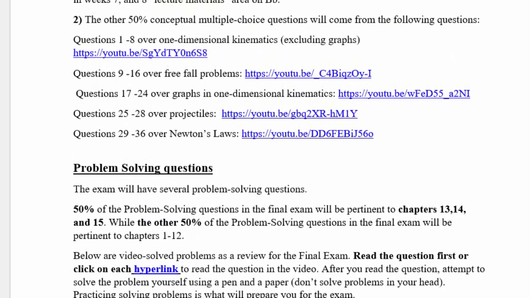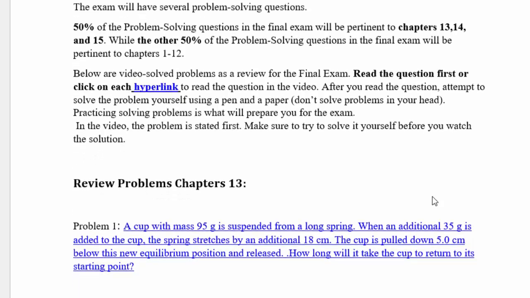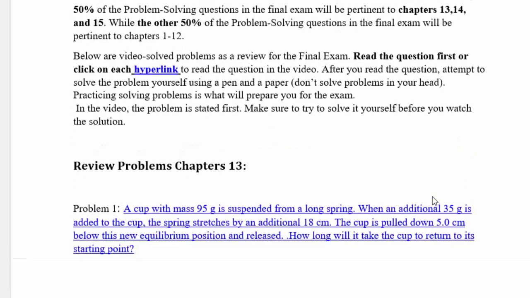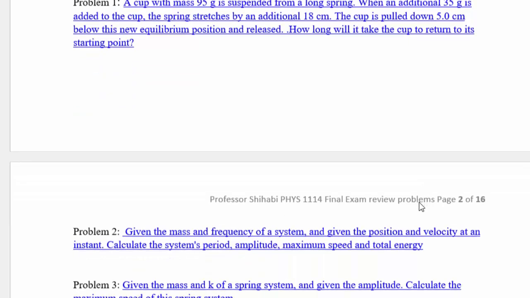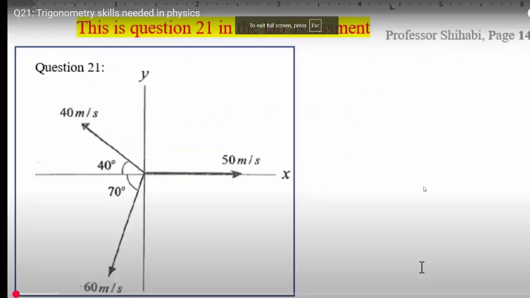Again, 50% of the exam will be out of the last chapters that were not covered in the past three exams. So make sure to go over the questions here in the review. I will share with you a few questions here to help you with problem solving. And let's start here with a question related to chapter 3 over vectors.